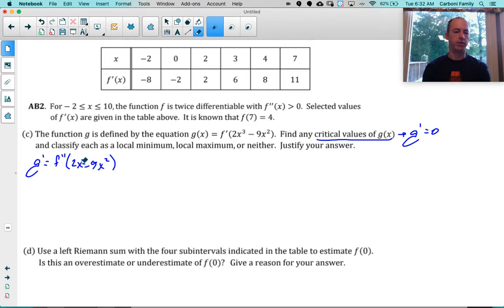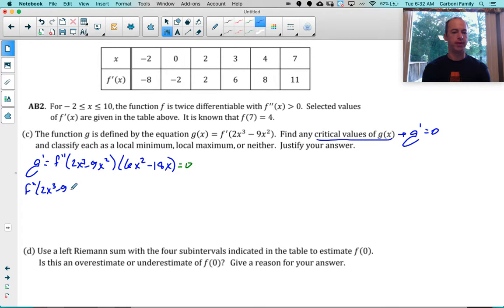Then we have to multiply by the derivative of the inside, which would be 6x squared minus 18x. That needs to equal 0. And so now we're going to do some algebra. I'm going to go ahead and pull this f double prime out. F double prime of 2x cubed minus 9x squared does need to equal 0. Every single factor needs to equal 0.